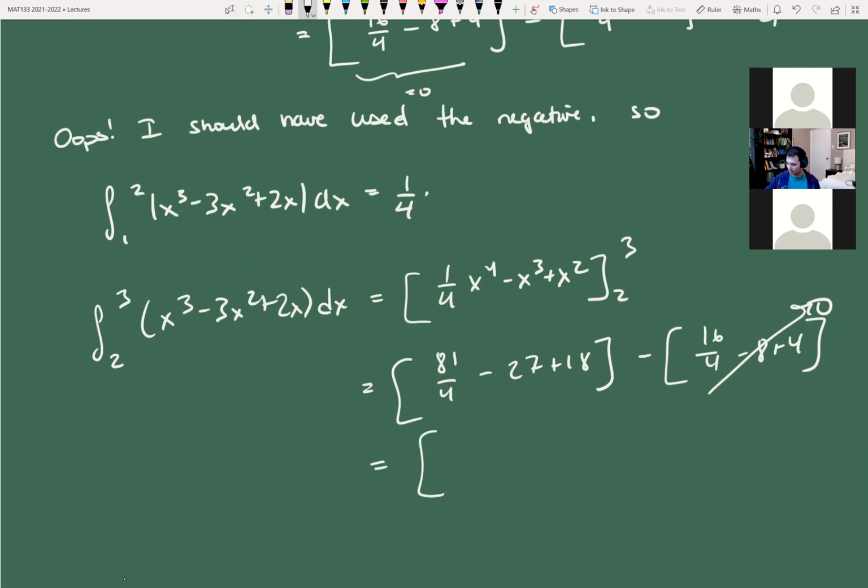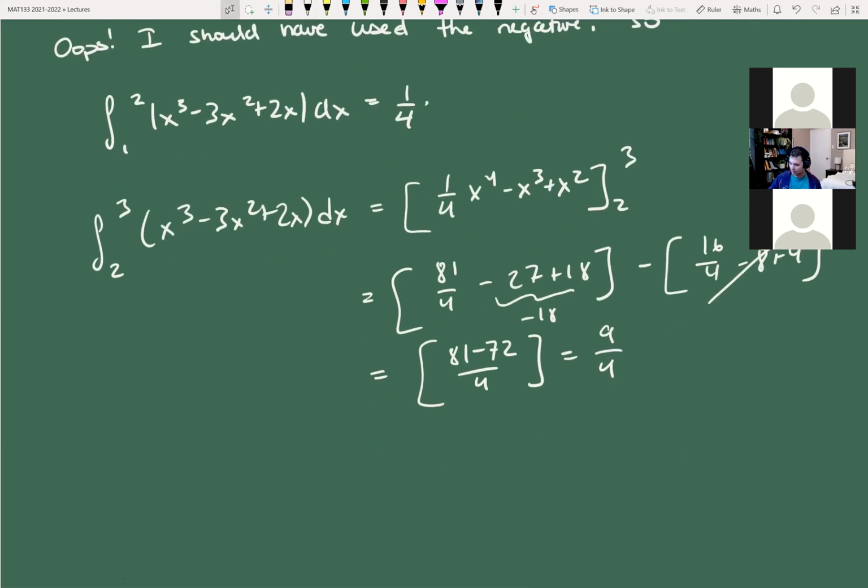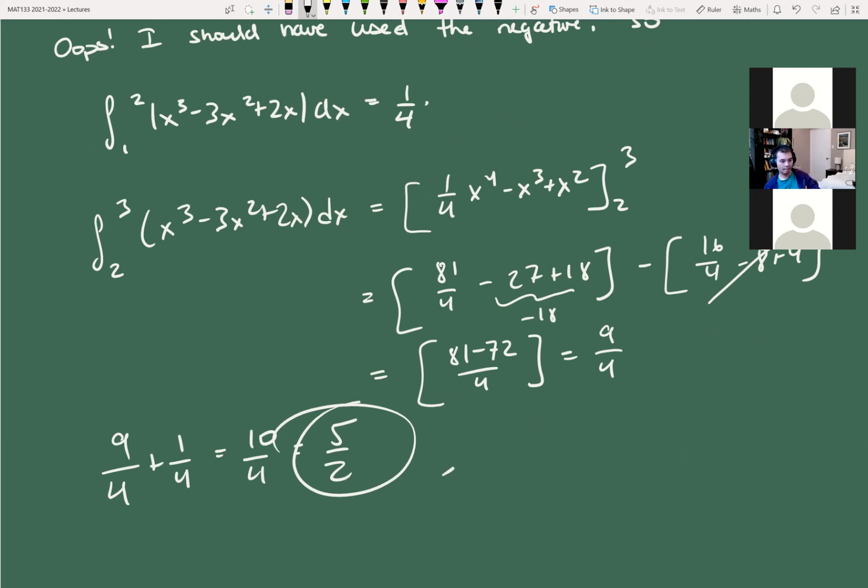Okay, and this thing here is negative 18. So if you make everything over 4, you're going to get 81 minus 72 over 4. So that's 9/4. Did I screw that up? No, yeah, that's right. And then you have to add these two things up, right? So you get 9/4 plus 1/4. So that's 10/4, and that's 5 halves. Okay, so the final answer is 5 halves.